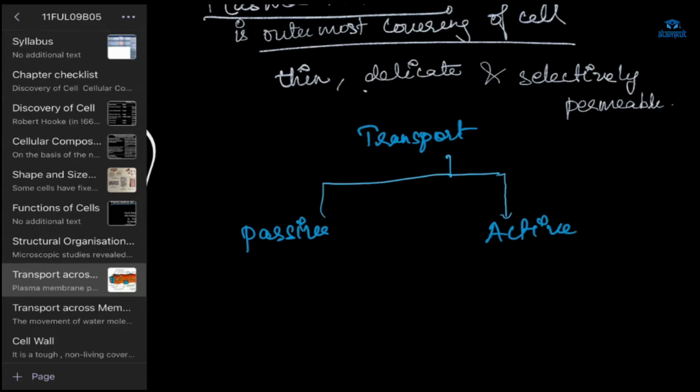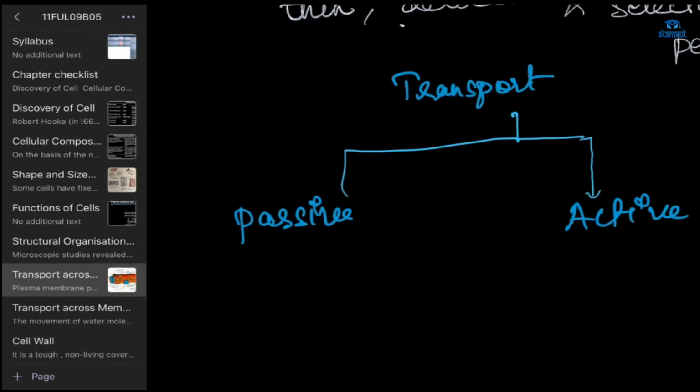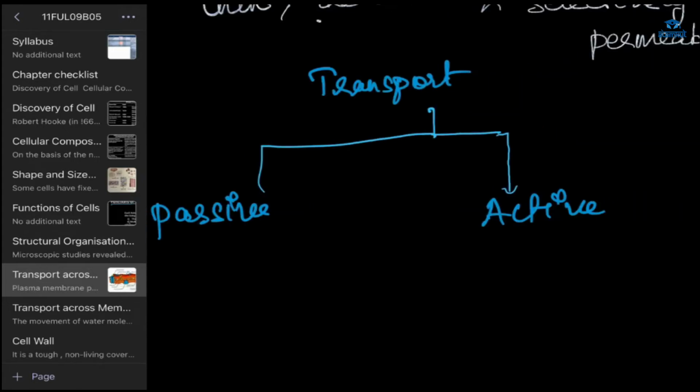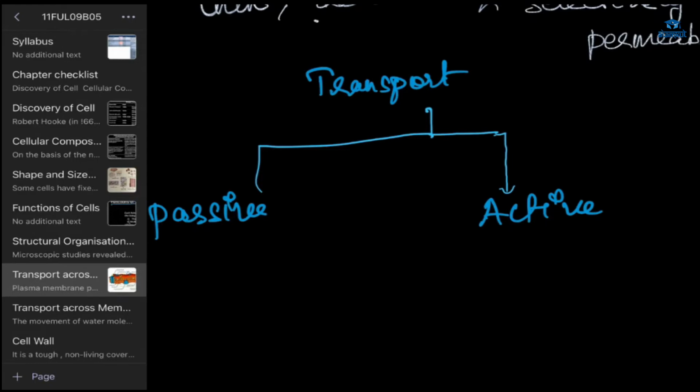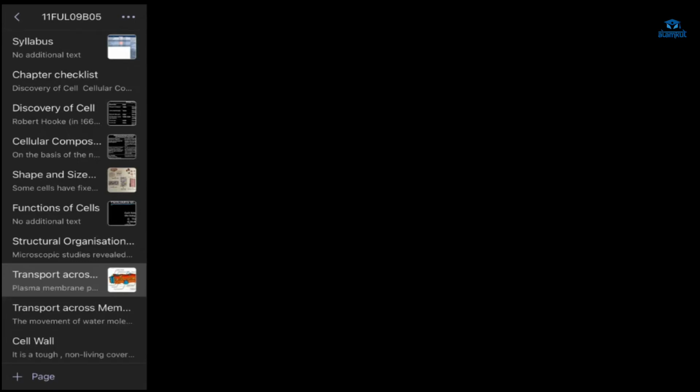Passive and active. In passive transport, there is the movement of molecules from high concentration to low concentration. And suppose we have to transfer from low concentration to high concentration, then we'll require energy. So we call that type of transport active transport. It will require energy like ATP. Now inside this passive transport, I'm writing it here.